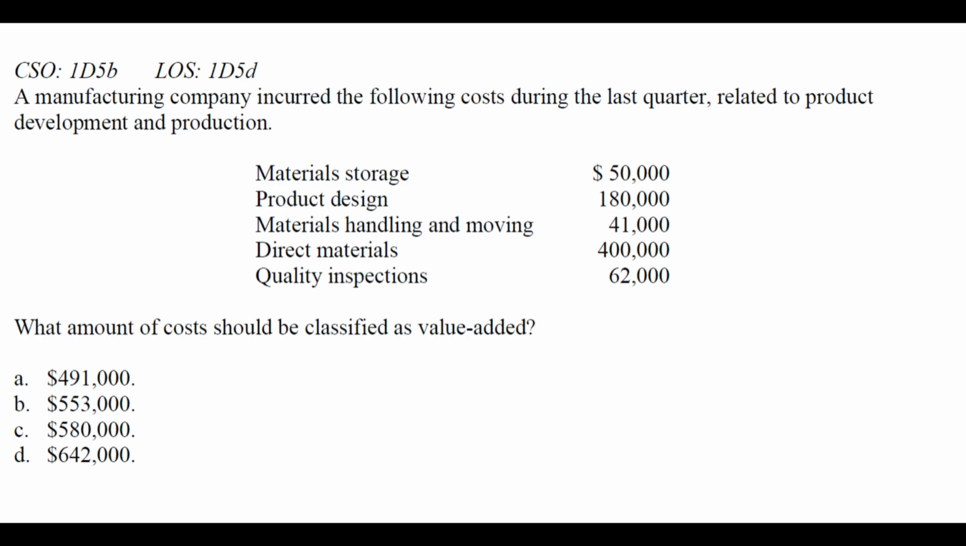Typical classification. Value-added: direct materials, product design, which create product functionality. Non-value-added: materials storage, materials handling, quality inspections, often considered failure/inspection cost unless required by regulation. Step-by-step classification. Value-added costs. Direct materials equals 400,000. Product design equals 180,000. Total value added equals 400,000 plus 180,000, which is equal to 580,000.